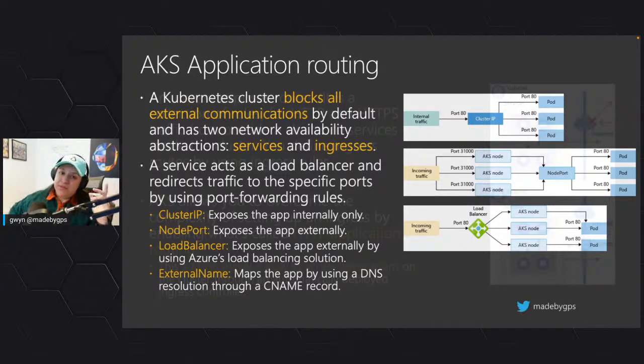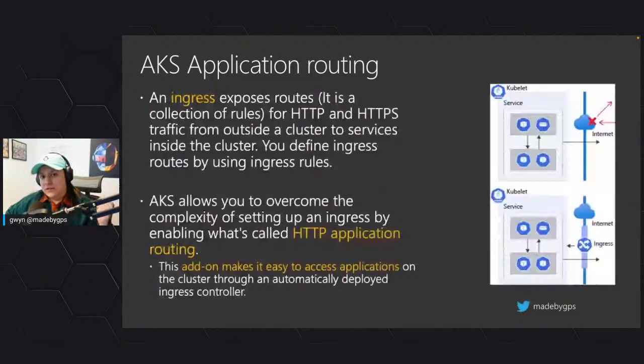Now we have an ingress, because remember I said there are two network abstractions, services and ingress. An ingress will expose routes. Essentially, it's a collection of rules for HTTP and HTTPS traffic from outside a cluster to services inside the cluster. And you define ingress routes by using ingress rules. Again, none of this is enabled by default, right?